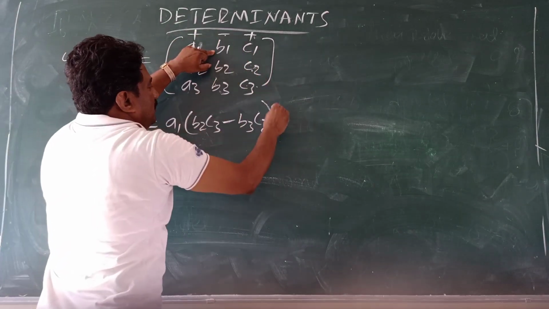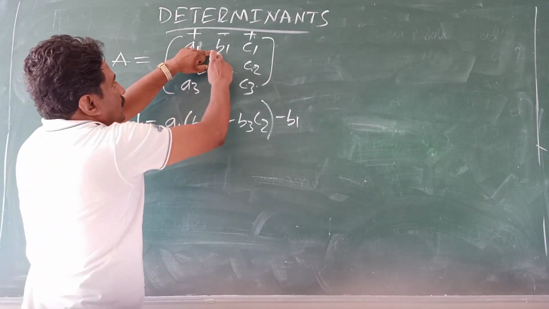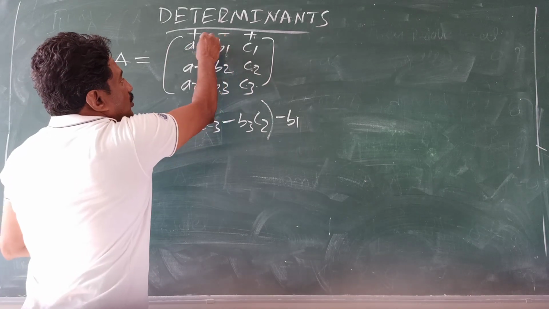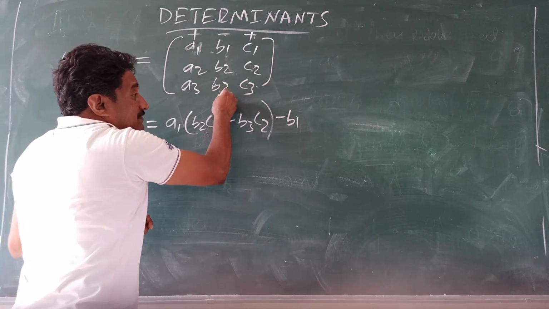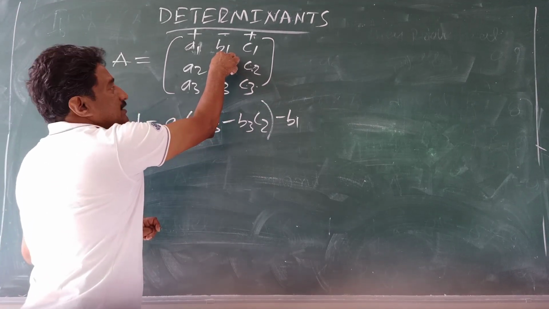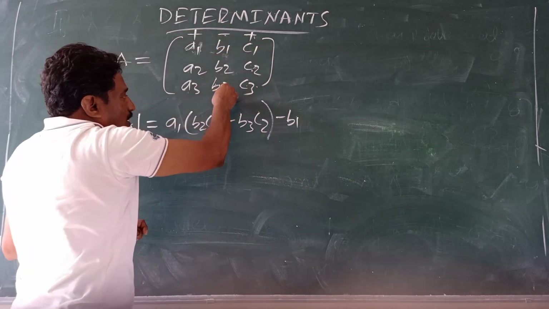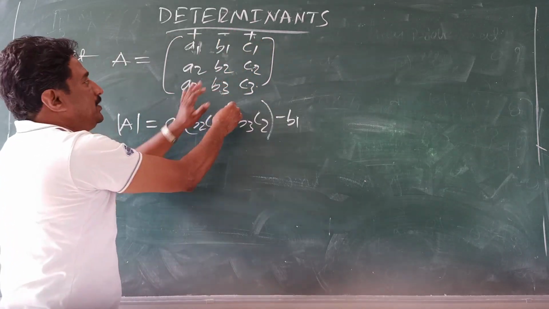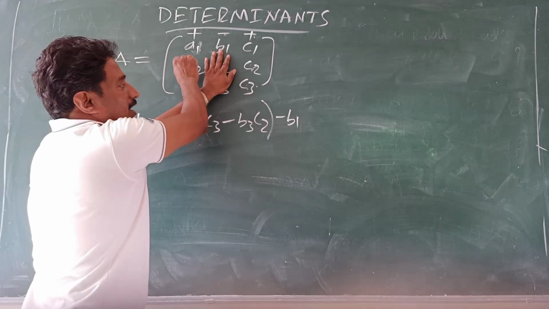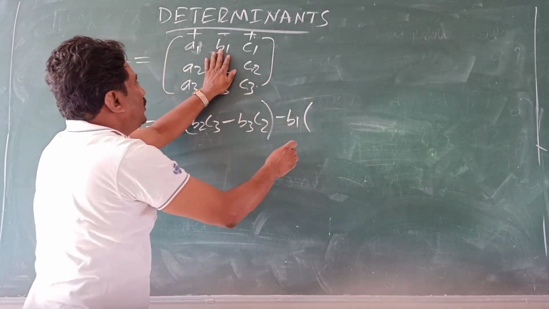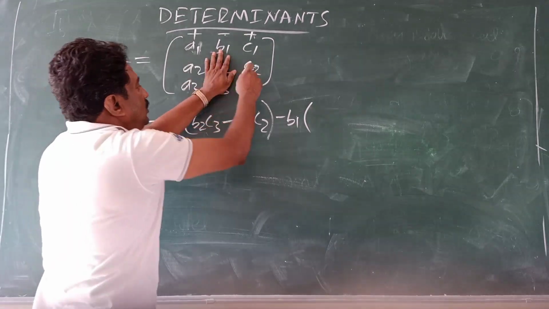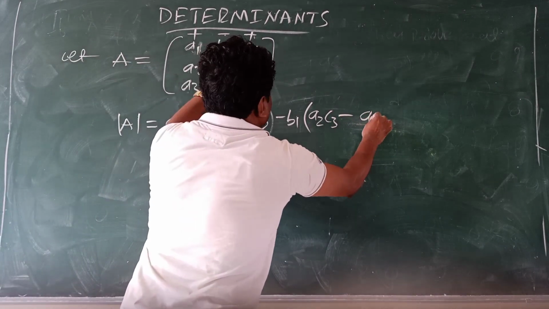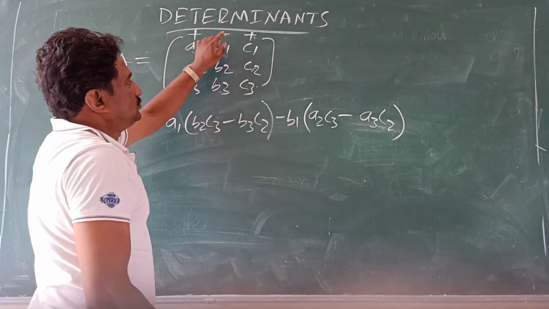Now come to the second element. Now you take minus B1. Now you do the same thing. Leave the row and column in which B1 is present. Then these 4 remain. You know how to find the determinant of these 4. First this product, A2 C3, minus A3 C2. Okay, so minus B1 over.